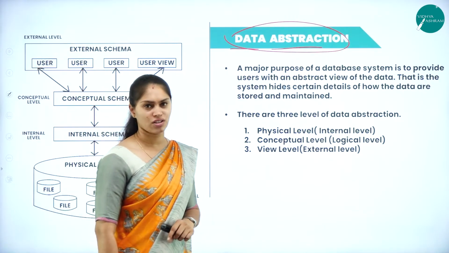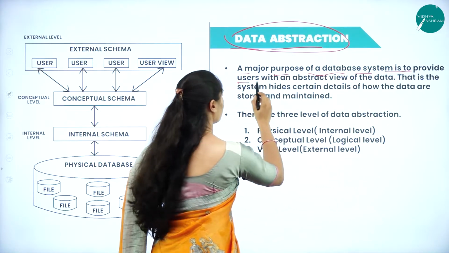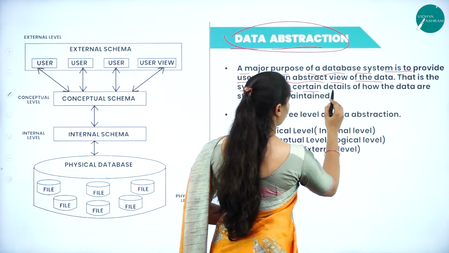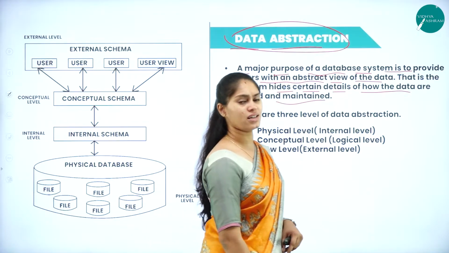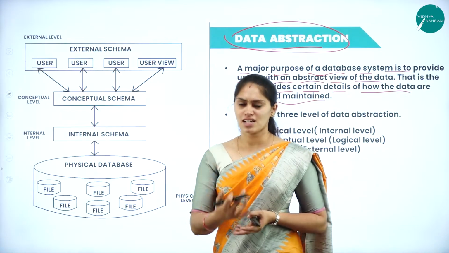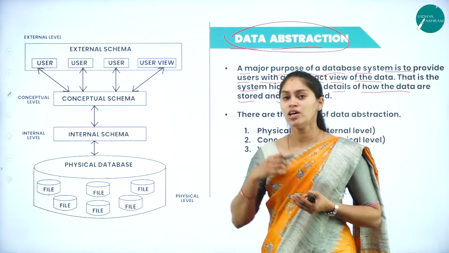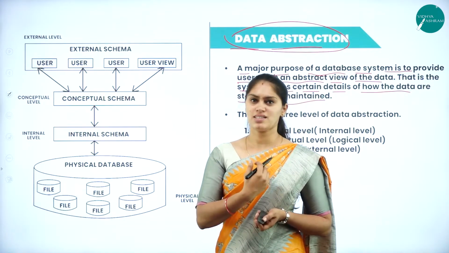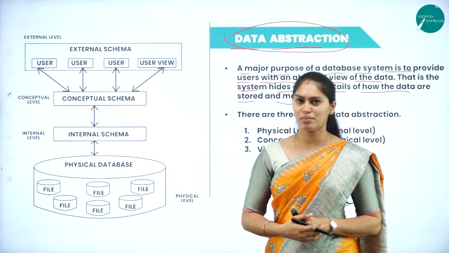Data abstraction. So you can see here, the major purpose of a database system is to provide a user with an abstract view of the data. That is, the system hides certain details of how the data are stored and maintained. For example, you consider you are going to search for something in any of the browsers. For example, you are searching for some colleges in Google Chrome. At that time, will it show you from where it fetched the data, how long it took, and from which server or from which country it has brought all the data in order to satisfy the requirement of a customer?